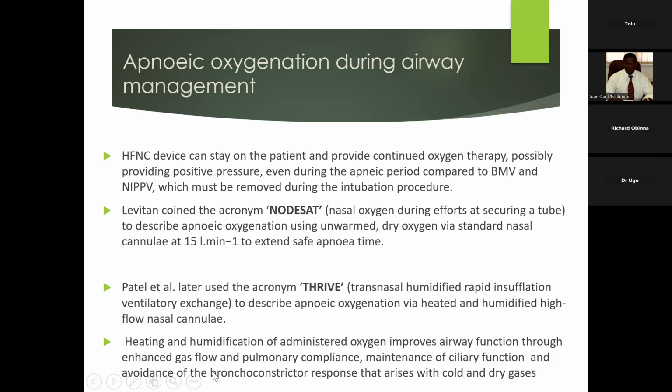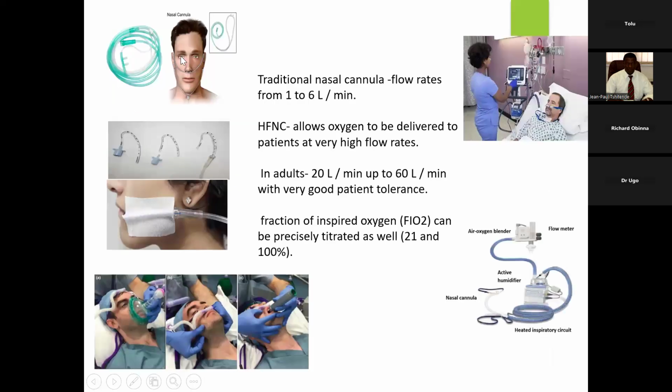And this is important because the heating and humidification improves the airway function through enhanced gas flow and pulmonary compliance, rather than using cold and dry gases. So this is the nasal cannula. You can leave it there, but you know that when you're going to put on your face mask, this might impair the seal of the face mask. So that's one disadvantage. But the flow rates can be from 1 to 6 liters per minute.